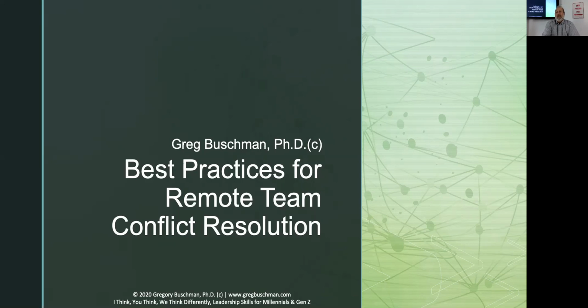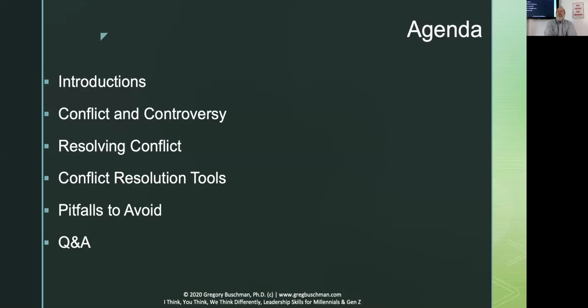And so as a leader, we need to create a framework and a set of guidelines in which our teams will operate, just so that they can have some stability. And stability in the workplace is critical right now, and in general for remote teams, it's critical. So our agenda for today is to recap my introduction a little bit, and then we're going to go through conflict and controversy, resolving conflict, conflict resolution tools, and some pitfalls to avoid.